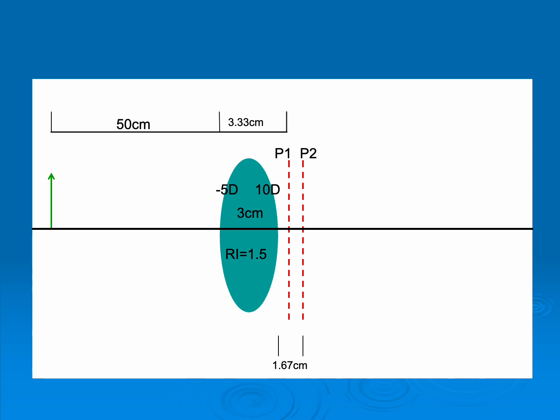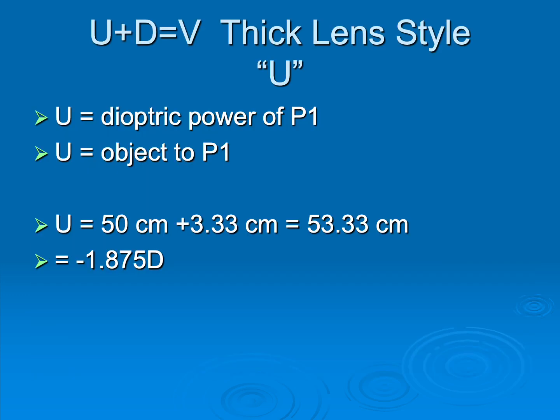So we knew that the object was 50 centimeters from the front of the lens, and then we have a 3 centimeter thick lens, and the front principal plane is 3.33 centimeters away from the front, and the back principal plane is 1.67 centimeters away from the back of that lens. So these are the exact locations of where all the action is going to happen. When it's all said and done, we're still going to use U plus D equal V. It's just we're no longer going to use the assumption version. We're going to use it thick lens style.